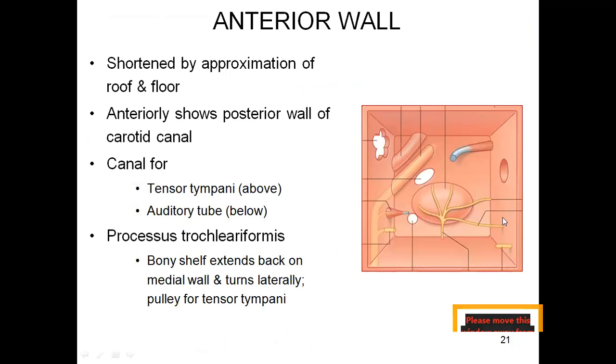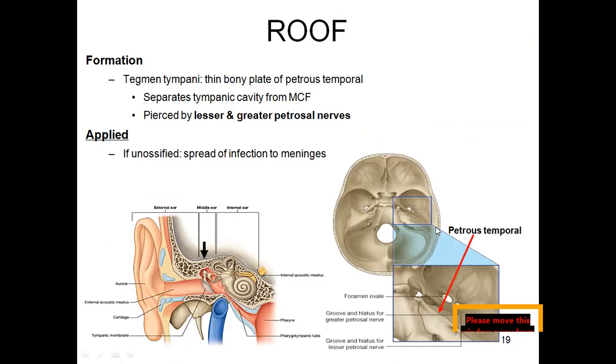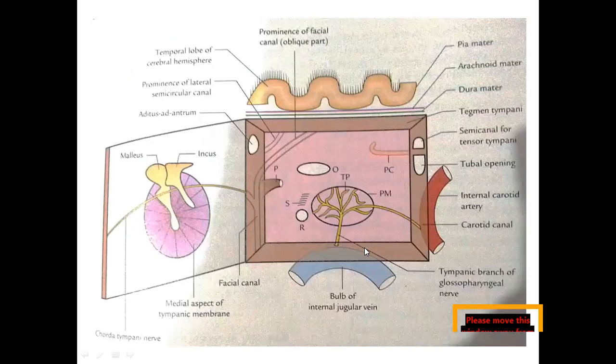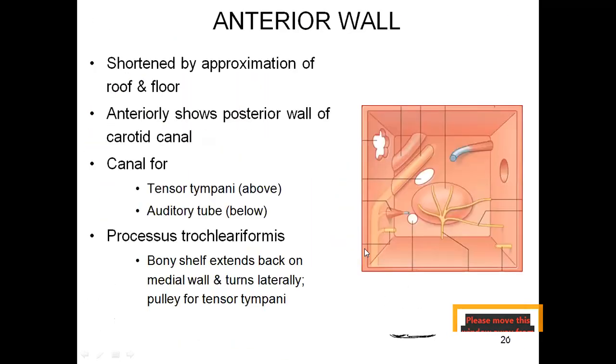It is shortened by approximation of roof and floor. Anteriorly, it shows the posterior wall of the carotid canal, and the canal for tensor tympani. This is tensor tympani, and then there is a passage for the auditory tube. The same thing is labeled here. It becomes very clear. So there is a passage for the tensor tympani muscle in the anterior wall. There is a passage for the pharyngotympanic tube also.